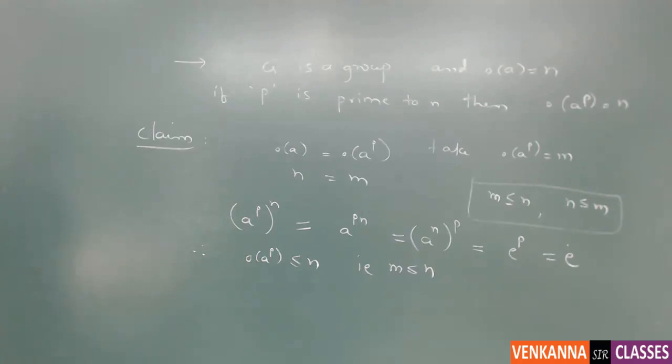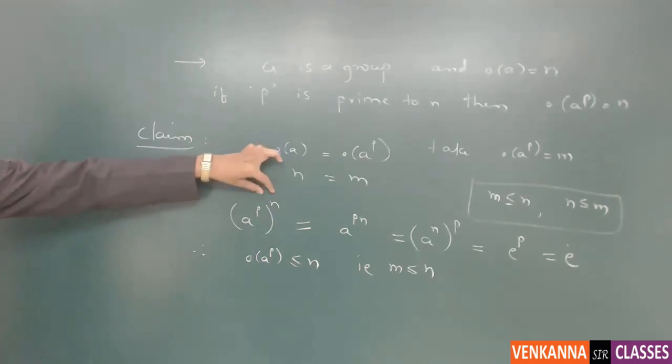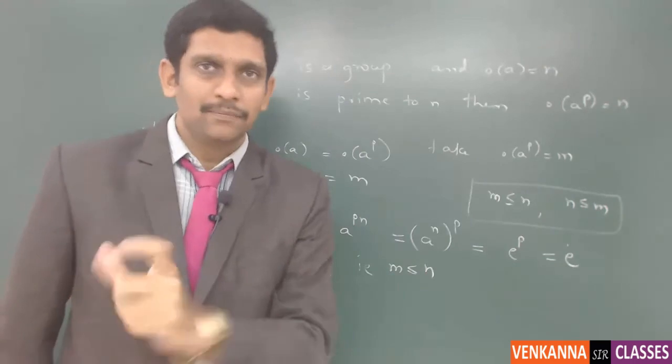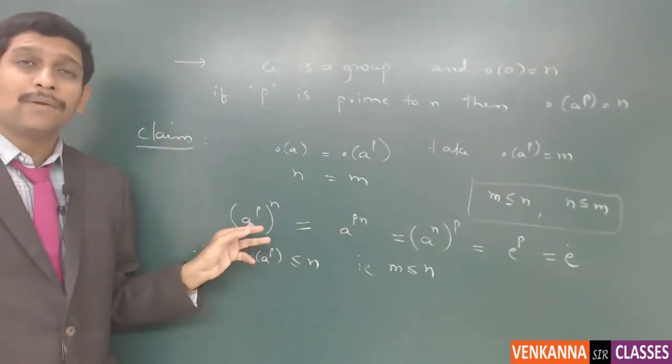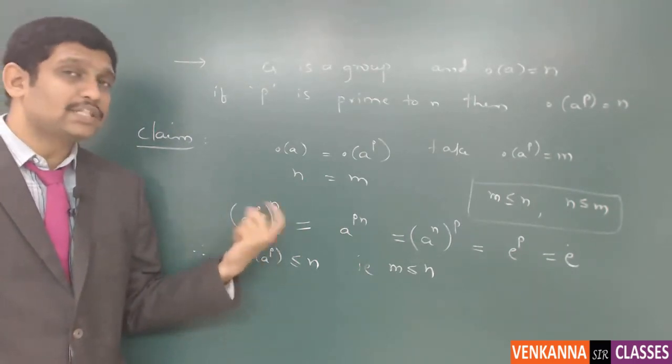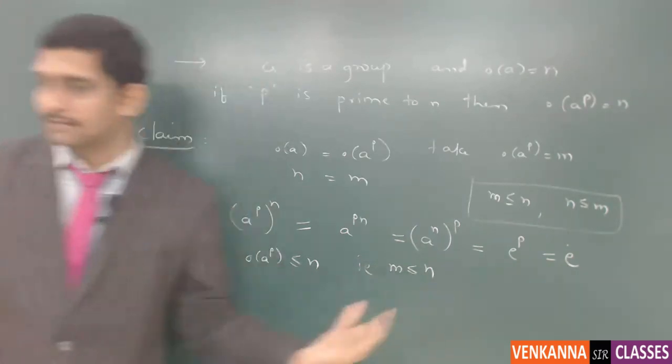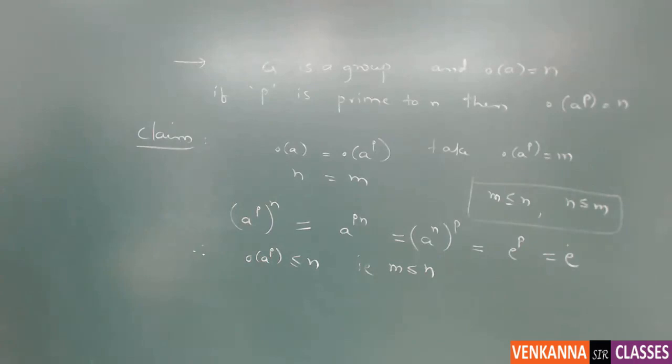If I want to show that an element has a certain order, then if you raise the element up to that power, you should get identity. Otherwise, you cannot decide whether it is the order or not. Because order by default gives identity if you raise the power, isn't it? That's why in the first place, I have raised the element to the power n so that I got identity. Since order means the least positive integer, I am saying that the order of A power p must be less than or equal to n. So, m is less than or equal to n. Okay? Clear?